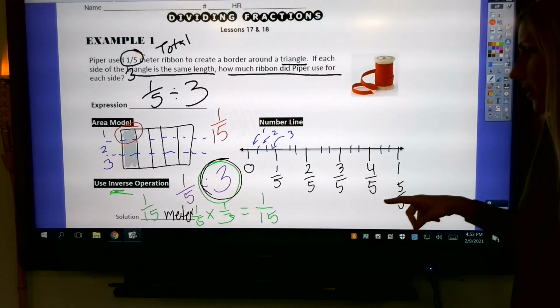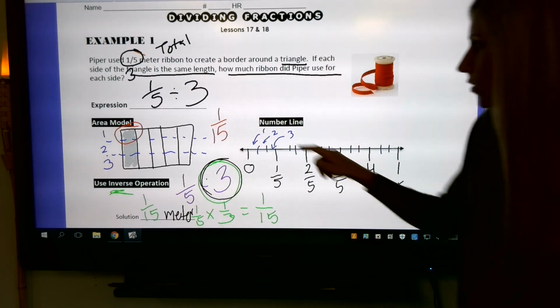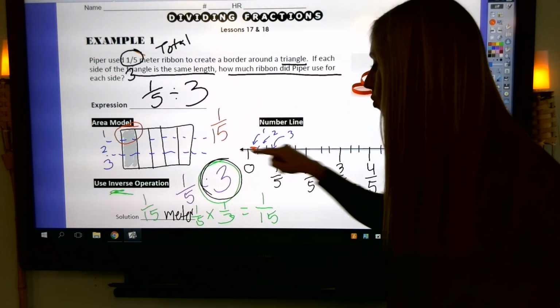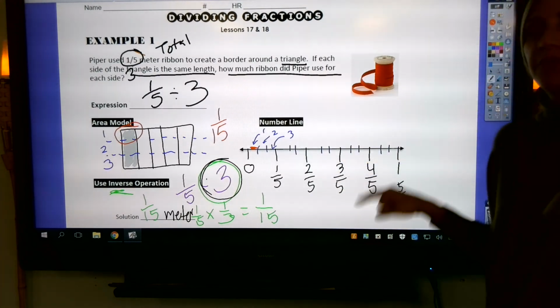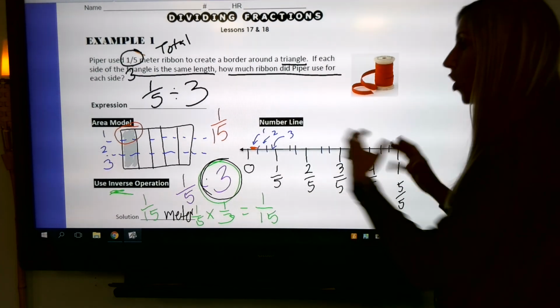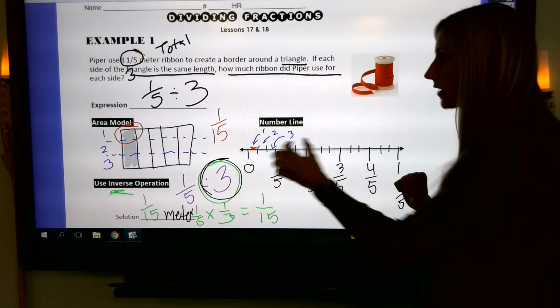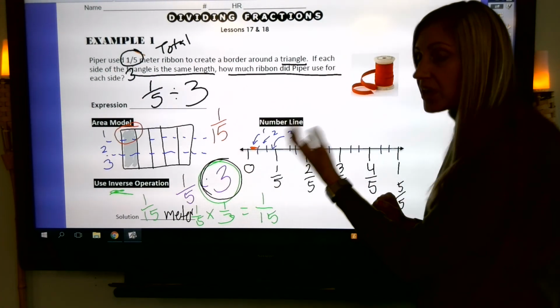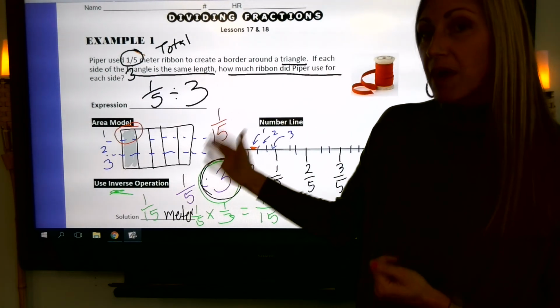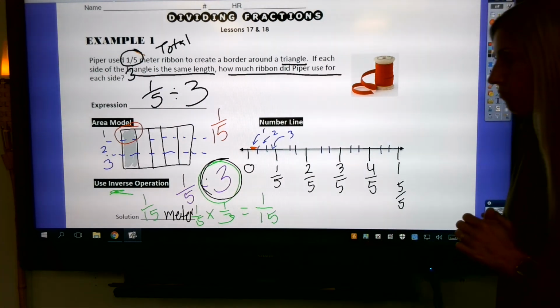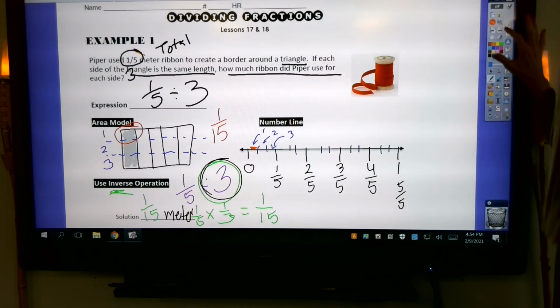And then how is the number line showing 1/15? Well, each is getting 1 out of 15. So we have to look at all of our total cuts, and we have to look at how much each is getting in this particular situation because we're dividing by a whole number, right? Okay, so let's try this again.